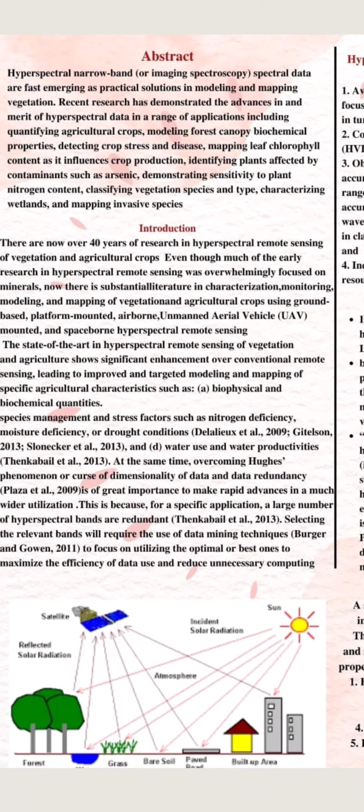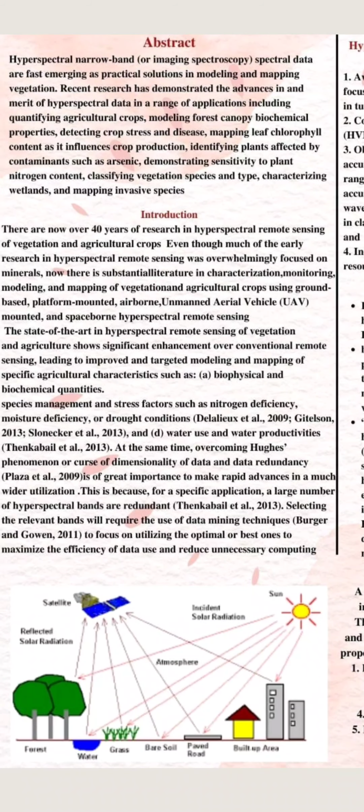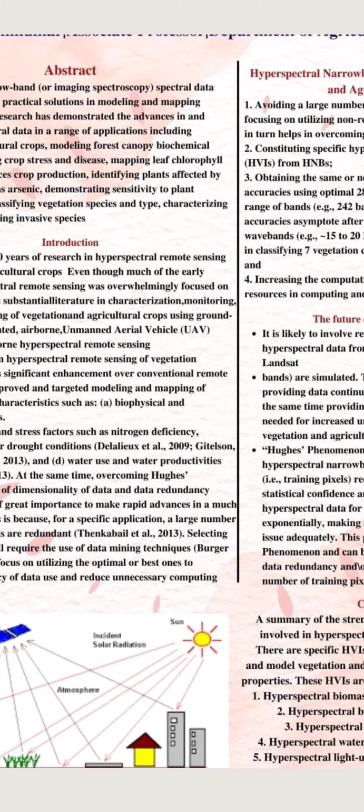You can see the image representing the hyperspectral remote sensing of vegetation, how it is connected with the satellite, and how we are getting the data on vegetation. You can see in this image.